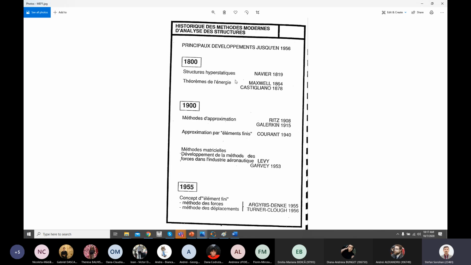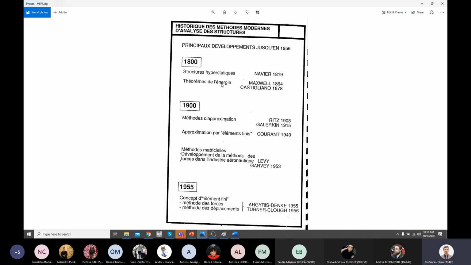So you know the strength of materials. The strength of materials began to be developed starting with 1819 with hyperstatic structures, which means indeterminate structures. So in Romanian, structuri static nedeterminate.